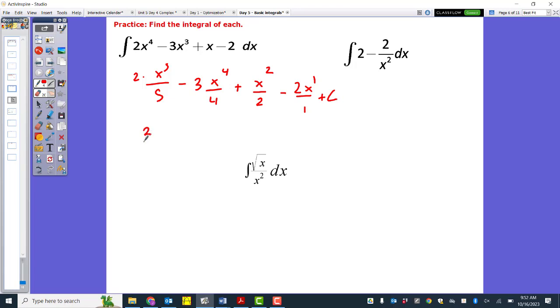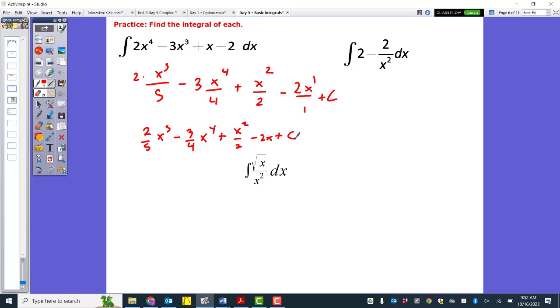So we have 2/5 x to the 5th minus 3/4 x to the 4th plus x squared over 2 minus 2x plus c. Now you'll notice I won't pull out common factors here because this is a polynomial we're creating and we don't know what c is, and c is a constant, which means it's not actually a common factor if we pull it out, because c may not have or won't have an x on it.